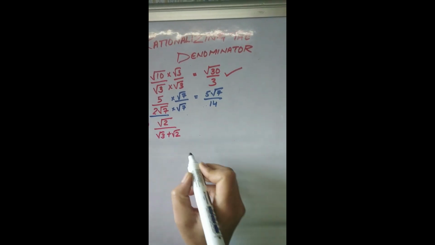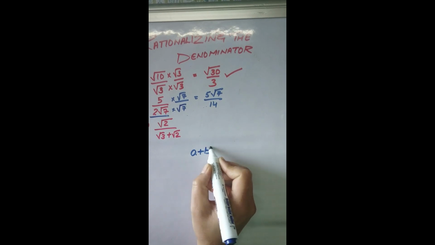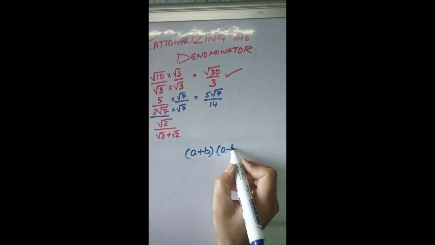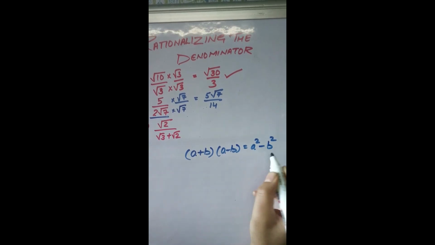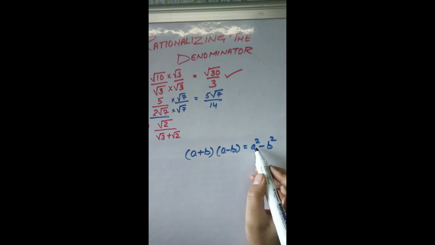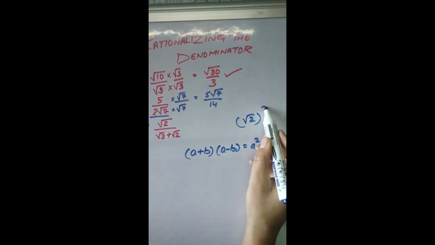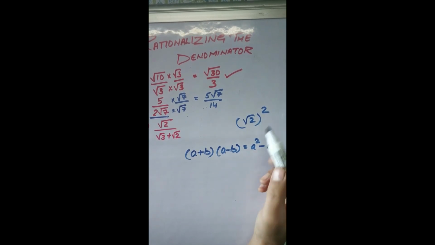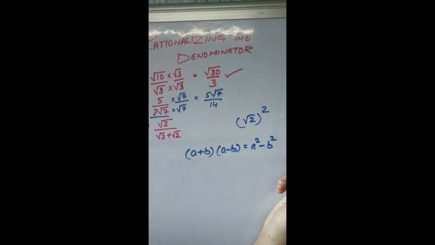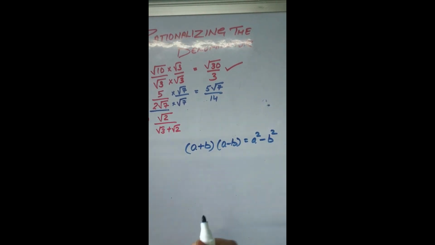So we know a plus b into a minus b is equal to a square minus b square. When we square any irrational, it becomes rational, no? Because root 2 square is root 2 into root 2, it's 2. Root 3 square is 3. Root 5 square is 5. So when we square any irrational, it becomes rational.